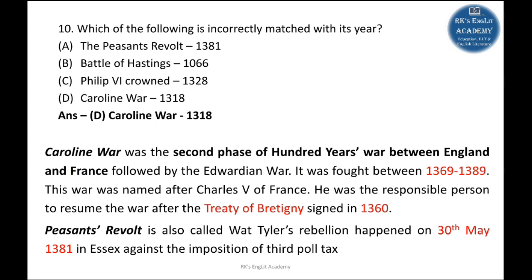The Caroline War was the second phase of the Hundred Years' War between England and France, followed by the Edwardian War. It was fought between 1369-1389. This war was named after Charles V of France. He was the person responsible for resuming the war after the Treaty of Bretigny signed in 1360. The Peasants' Revolt is also called Wat Tyler's Rebellion, and happened on 30th May 1381 in Essex against the imposition of the third poll tax.